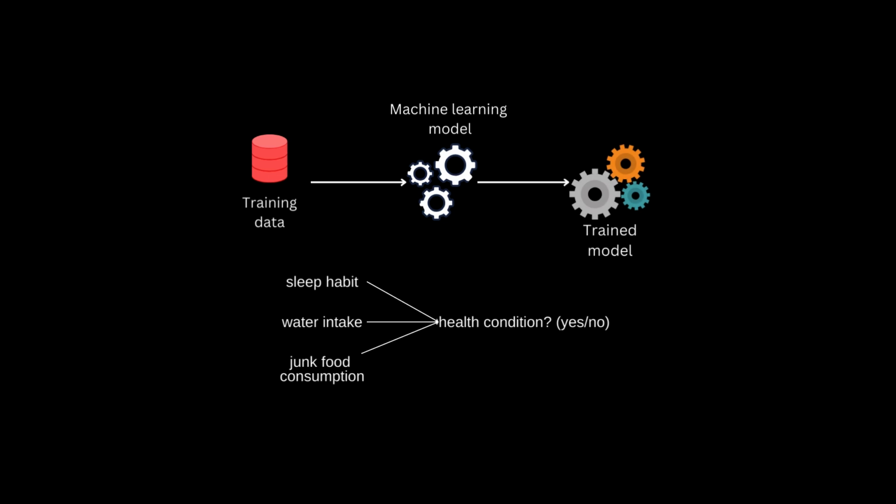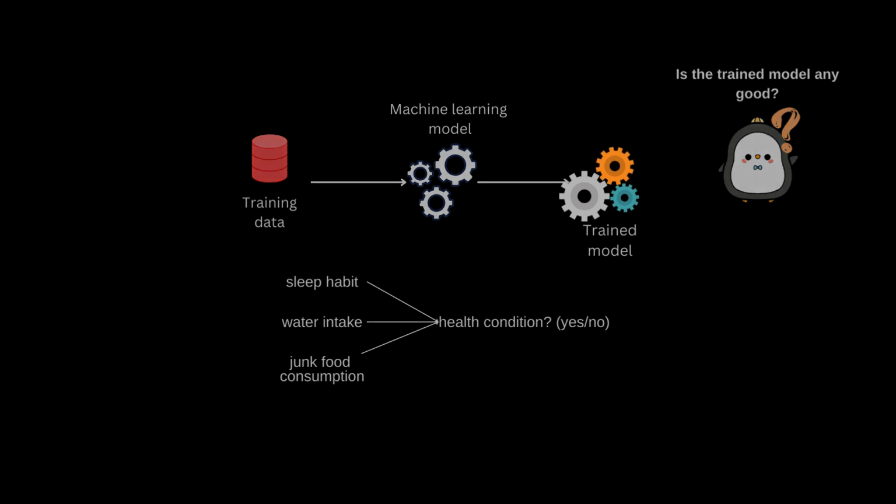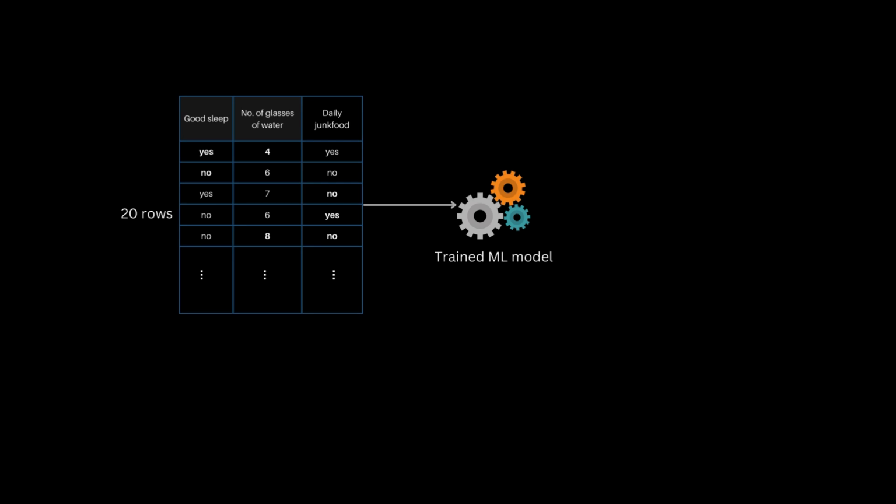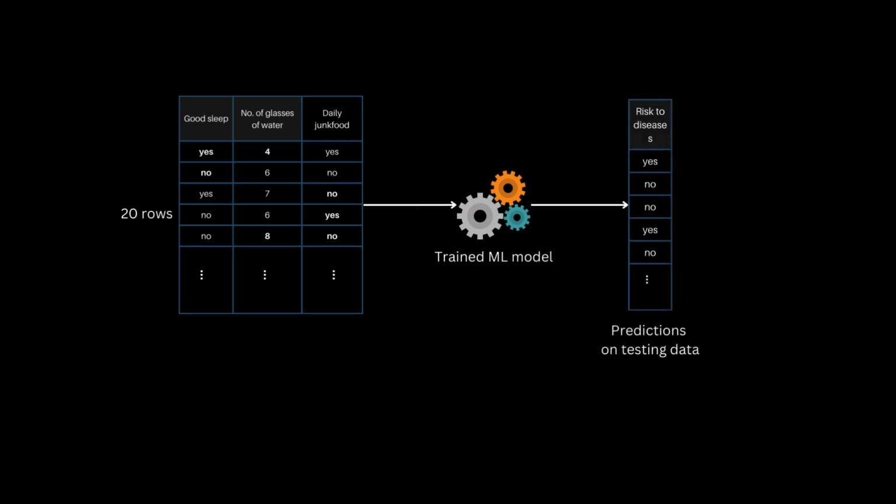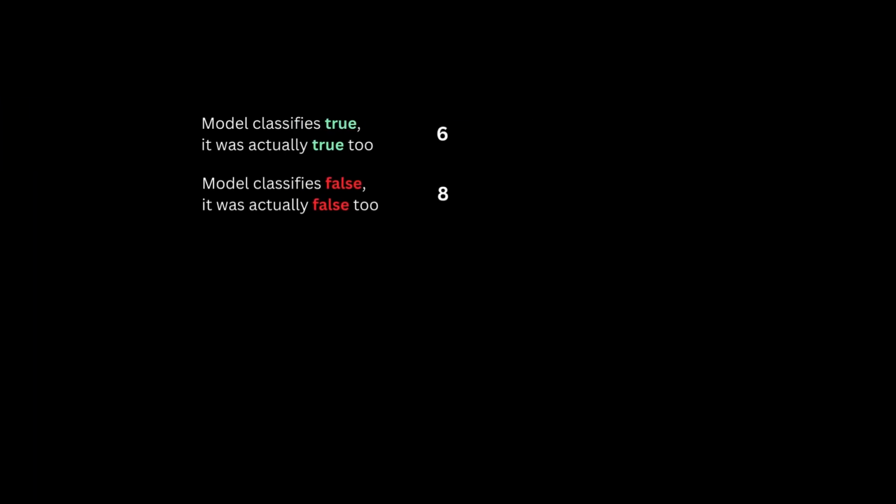Now that we have trained our machine learning model, the big question is, how well does it work on new, unseen data? After all, without testing, how would we know if the model actually works? So, for example, we take these 20 unseen data points for testing, run them through our model. We take the predictions and classify the predictions based on whether the model was correct or not. So, here's how the classification looks like.